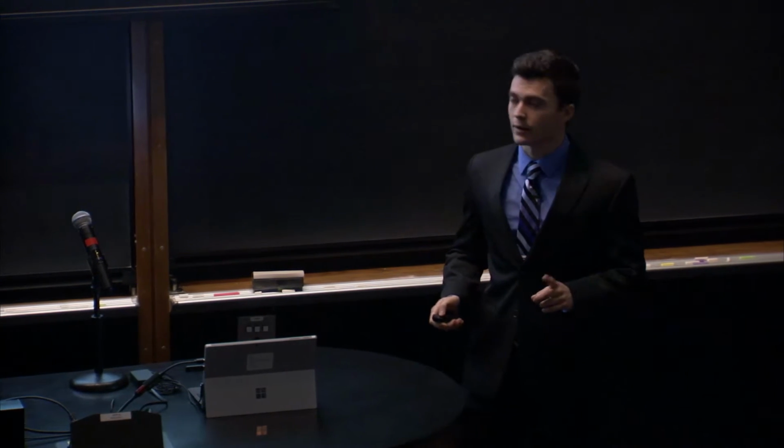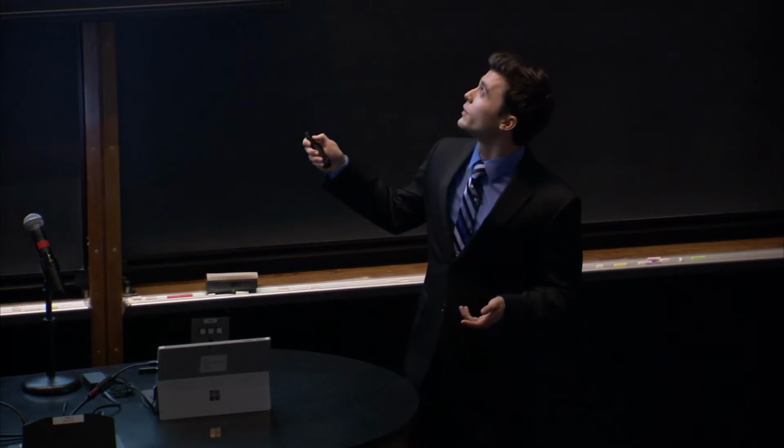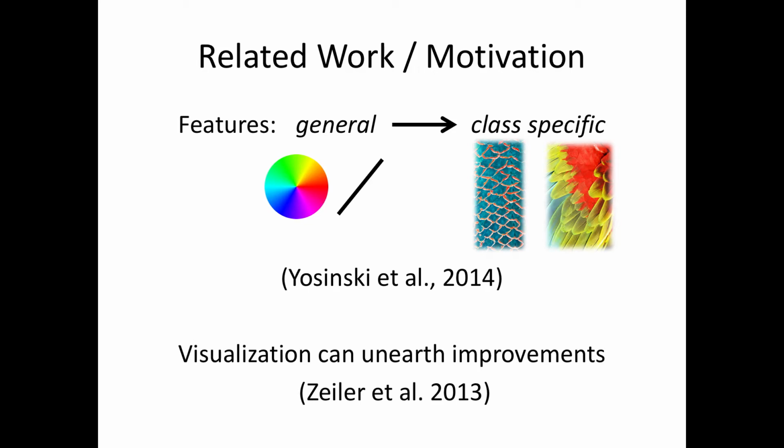But first, some quick vocabulary. I'll refer to shallow layers as layers that are closer to the input, say at this level, and deep layers as layers that are closer to the output, closer to the prediction. Now, regarding previous work and elucidating the concept of a feature, Yosinski et al. showed that features in convolutional networks go from general, such as colors or lines, at shallow layers to become more class-specific, such as the scales of a fish or the feathers of a bird, as you get deeper and deeper in the network. And then Zeiler et al. actually used visualization techniques to achieve state-of-the-art image classification with their convolutional networks. So we've already seen some of the power of these visual techniques.